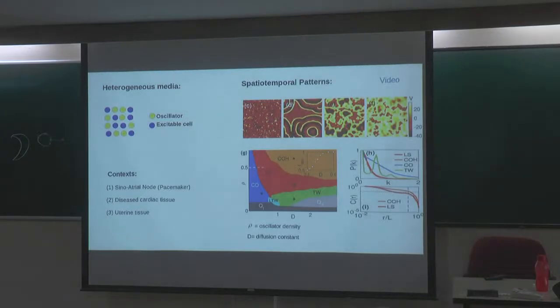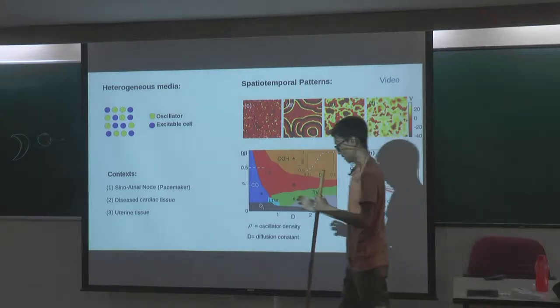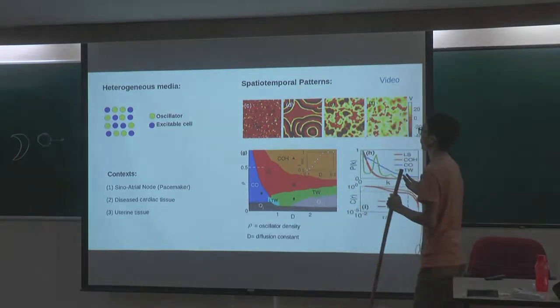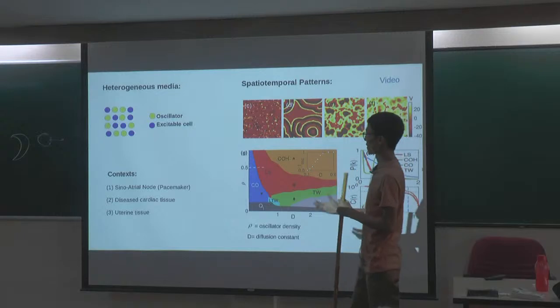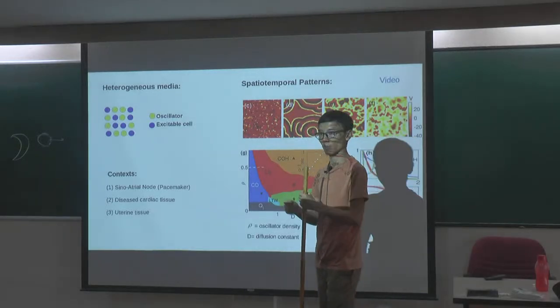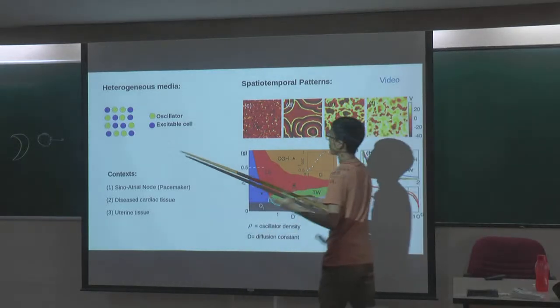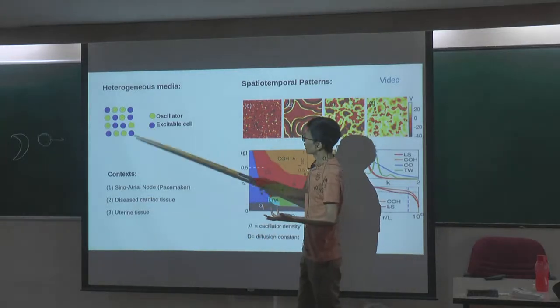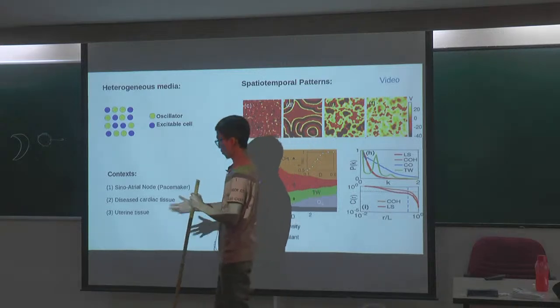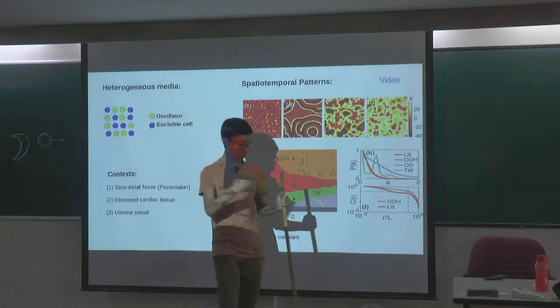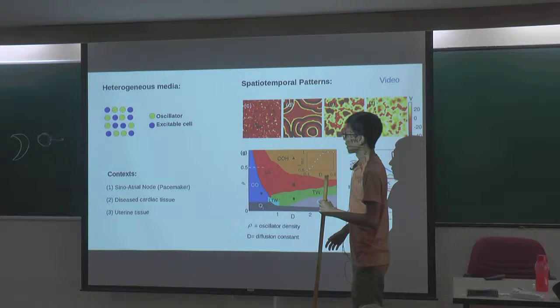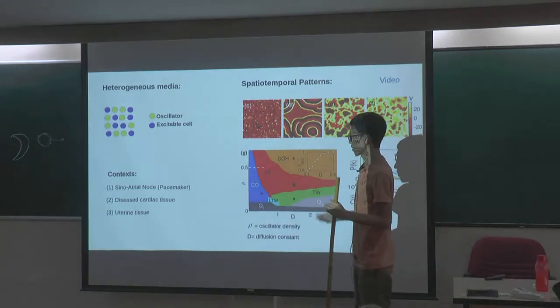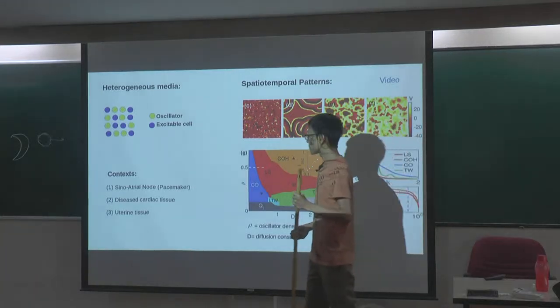All right, so before we include mechanics in our model, let's see what spatiotemporal patterns one can see with just diffusive coupling between the cells. So I take a heterogeneous media composed of oscillators and excitable cells, and we take such heterogeneous media because most of the excitable media that I showed you in the introduction are heterogeneous. It's always a mix of oscillators and excitable cells.